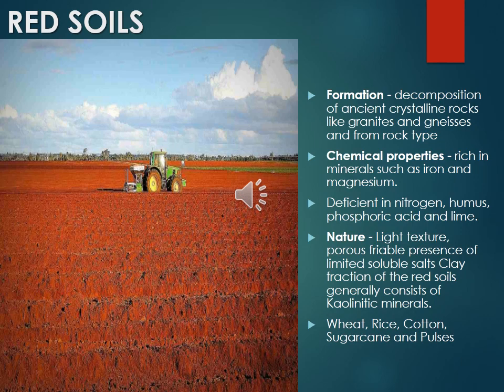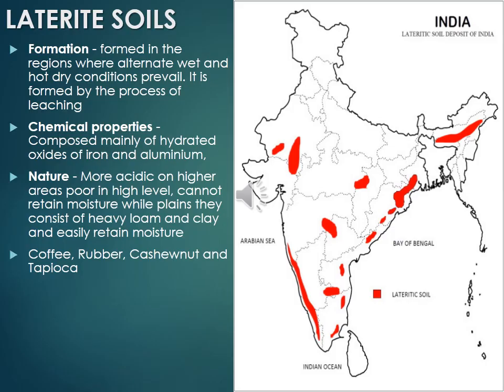What are the crops grown in red soil? Wheat, rice, cotton, sugarcane, and pulses. The crops grown here are wheat, rice, cotton, sugarcane, and pulses. Then the fourth one, laterite soil.